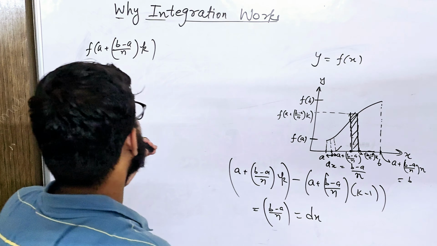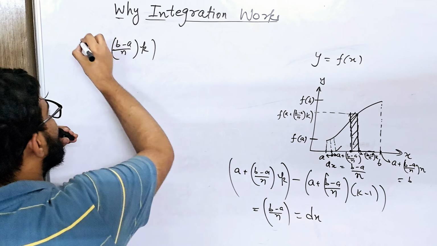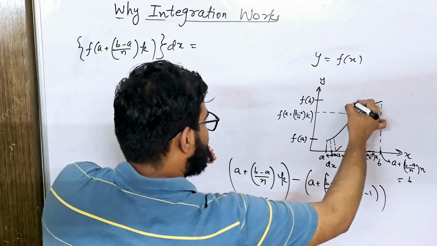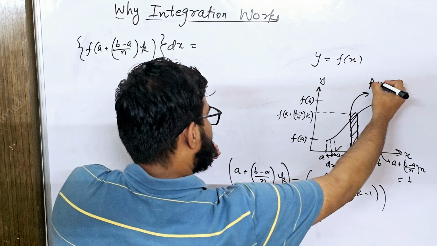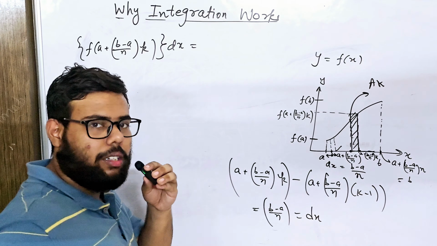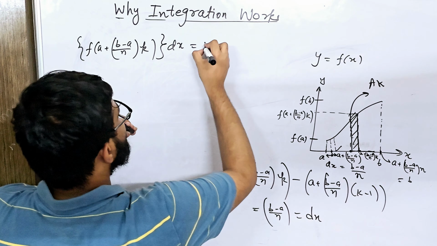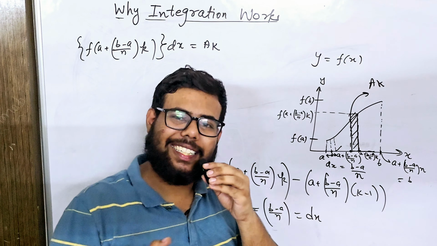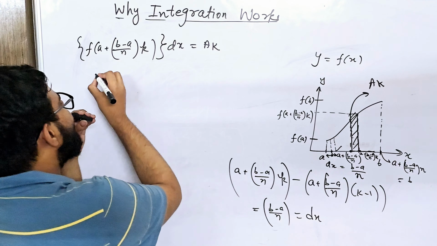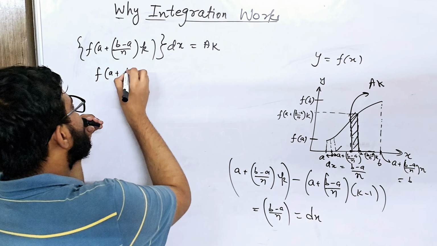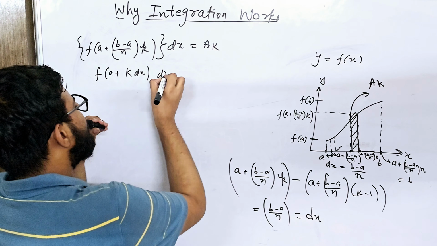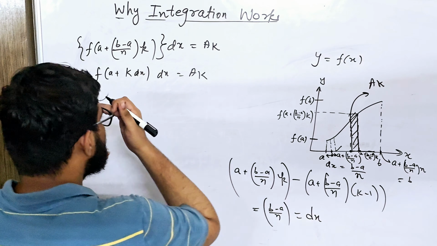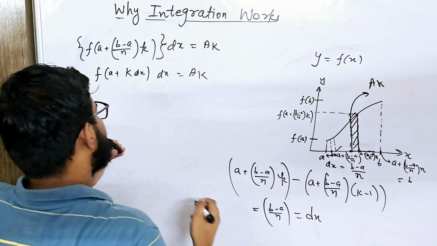This expression multiplied by dx is the area of this kth block. So we have to find the area of all such blocks. Let's see that. You can write it as f of a plus k dx into dx, equal to ak. You can assume it like this also.